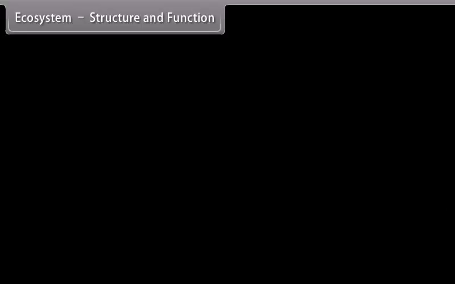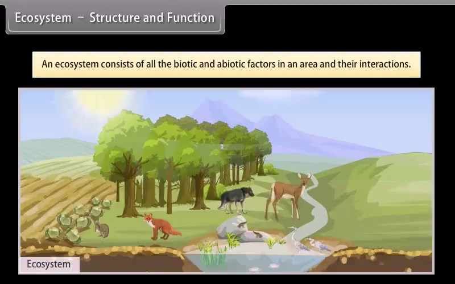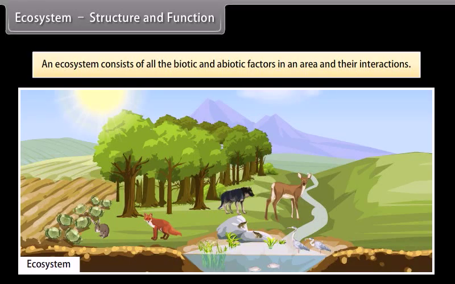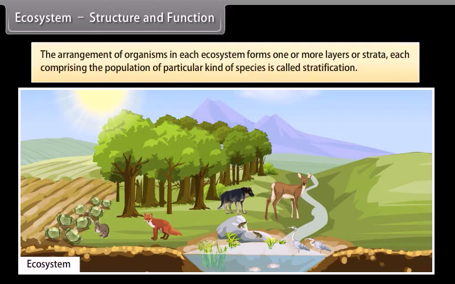Ecosystem, structure and function. An ecosystem consists of all the biotic and abiotic factors in an area and their interactions. The arrangement of organisms in each ecosystem forms one or more layers or strata, each comprising the population of a particular kind of species, called stratification.